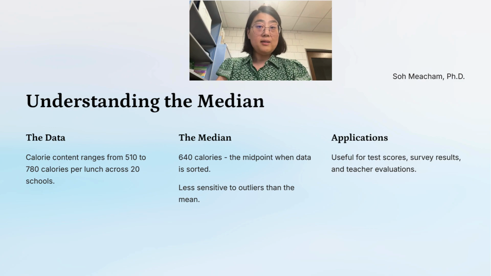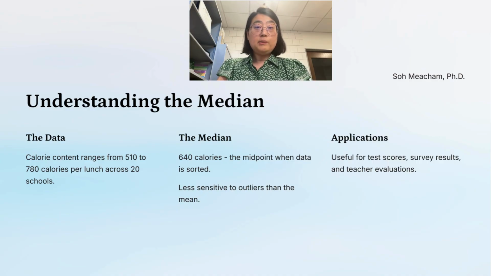Why the median? Because it gives us the typical school lunch, and it's less sensitive to outliers than the mean. In education, we often use the median for test scores, survey results, or teacher evaluations, especially when there are unusually high or low values that might skew the average.